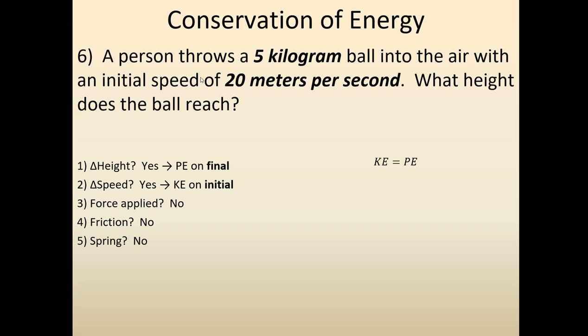So my equation is going to be KE equals PE. They don't tell me any of the energies. So instead, what I'm going to do is replace KE with 1/2 mv squared and PE with mgh. Plug my numbers in, solve for the height, and I get 20.4 meters. So easy peasy, lemon squeezy.